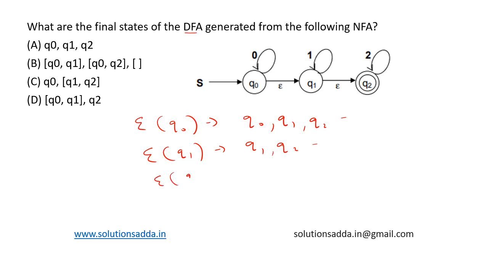Now epsilon closure of Q2 will result in Q2, as Q2 is already the final state. So based on the rule, the epsilon closure of the states which contain the final state in its closure is also a final state. So Q0, Q1, Q2 will be the final states of the DFA generated from the given NFA. So based on the options, option A, Q0, Q1, Q2 is the right answer.